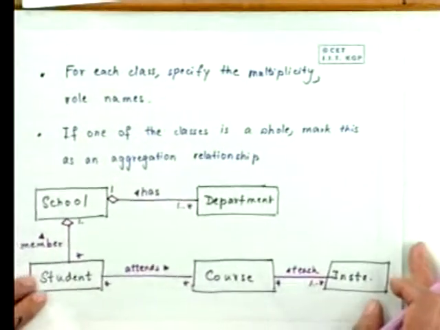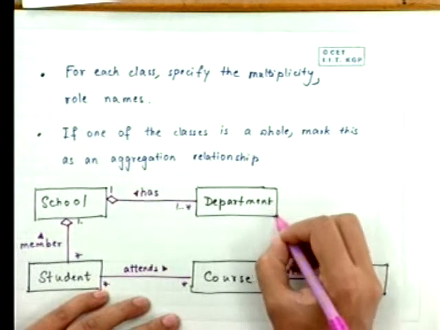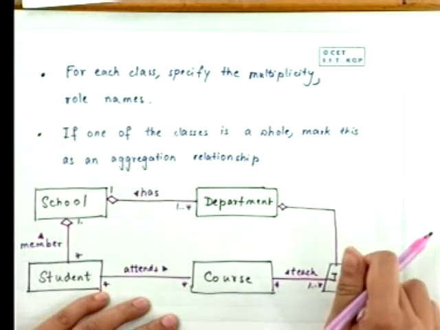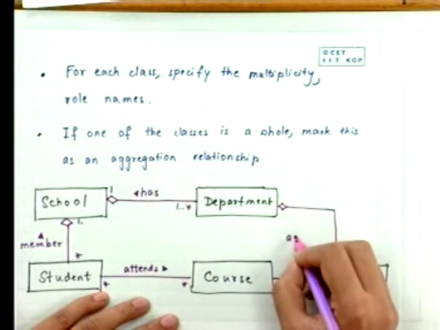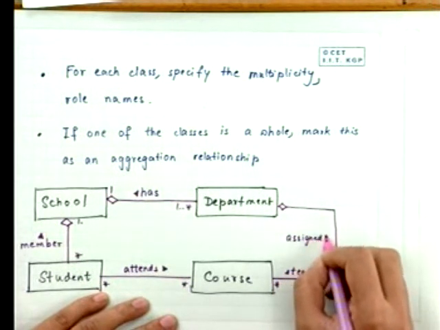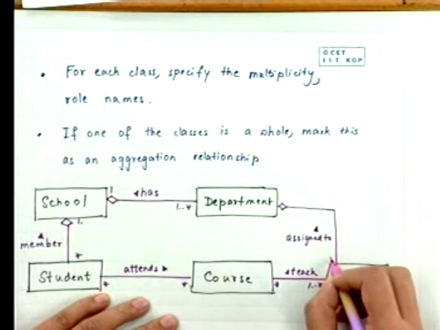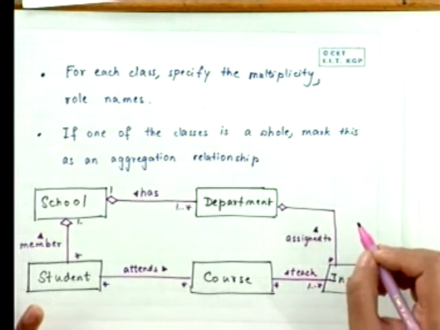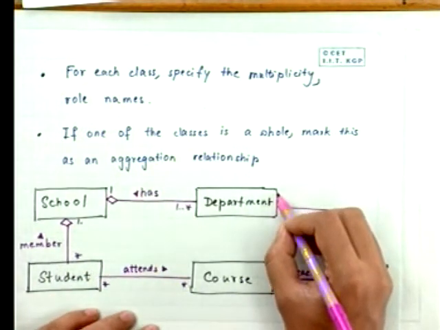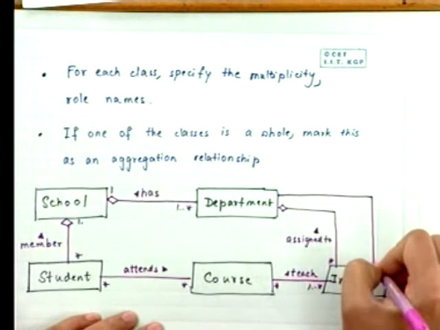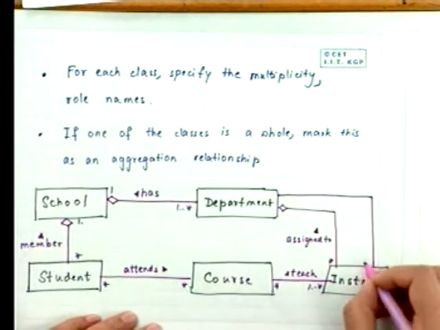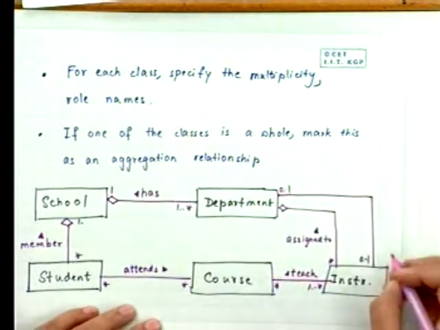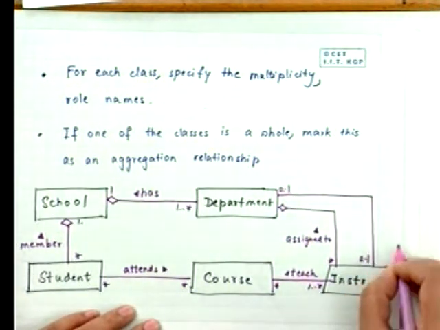Then there will be a relationship between department and instructor. A department has a number of instructors. An instructor is assigned to a department. And a department has one chairperson, and the chairperson is an instructor. So there is the chairperson relationship between one instructor and the department, and the role of the instructor here is the chairperson.